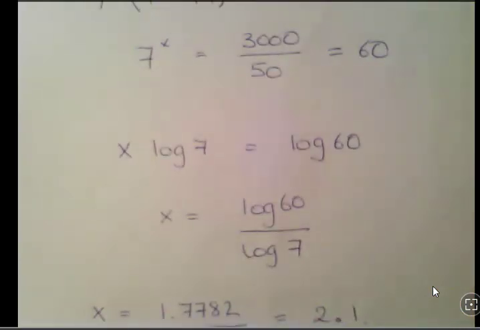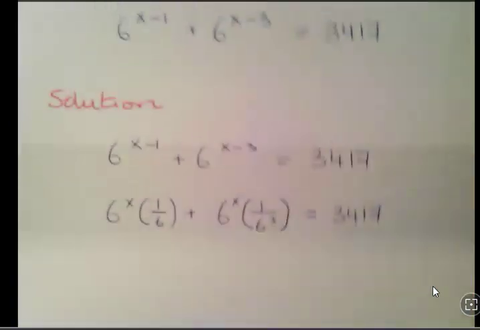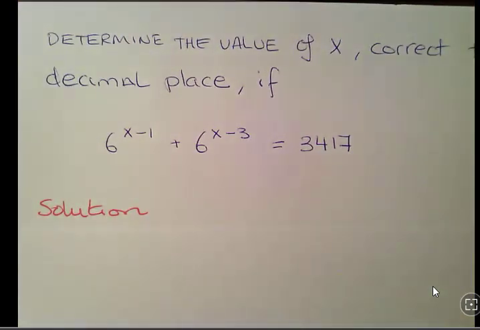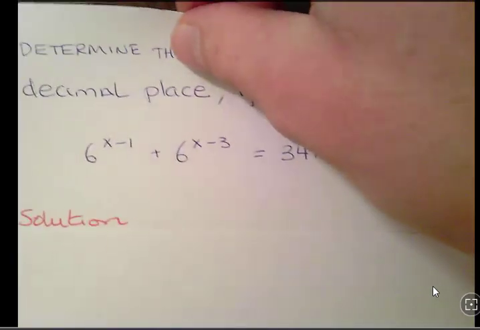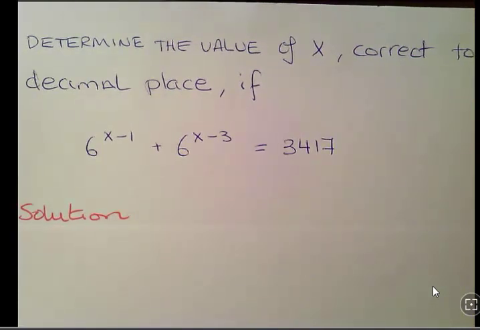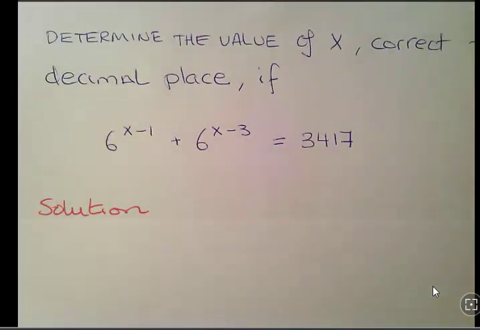I'll move on to the second example, which is a little bit trickier, but it follows the same logic. Determine the value of x, correct to one decimal place. It's a little out of shot, it should say one decimal place just to the side there, but you can take my word for it. So 6 to the power of x minus 1 plus 6 to the power of x minus 3 equals 3,417. This problem's a little tougher, the numbers are more awkward.